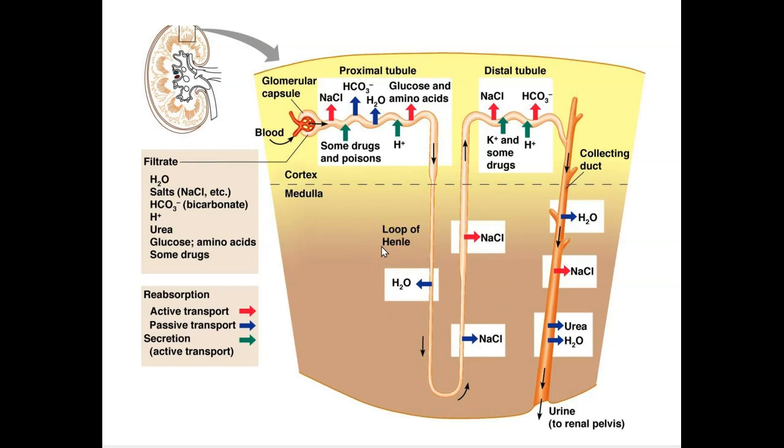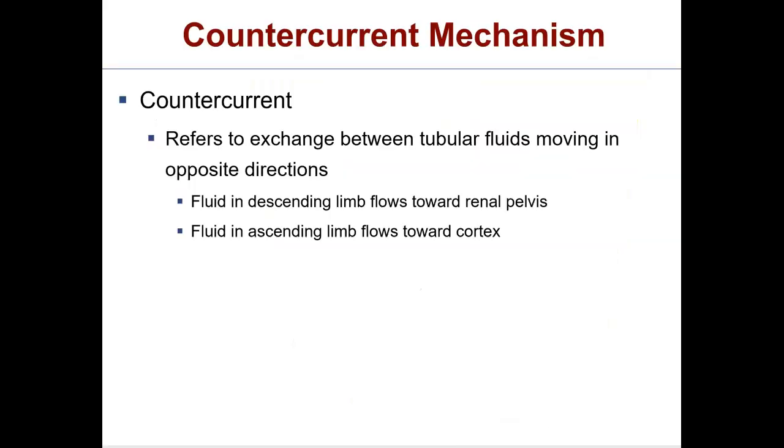This is called the countercurrent mechanism because we have fluid flowing in two directions, fluid flowing down the descending limb deeper into the medulla, and then it comes up the ascending limb all the way back up to the cortex. And remember, when it's coming down the descending limb, water leaves that filtrate. And as it makes that turn and comes up, then salts will leave the filtrate. And so these are the components that set up the countercurrent mechanism. And that's why it's called countercurrent.